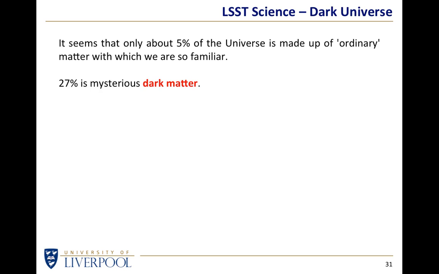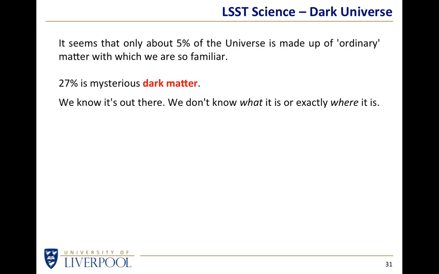25% or 27% is this mysterious dark matter. We know it's out there, we can see its effect, just like the wind. We can't see the wind, but we can see the effect on trees and leaves. So we know dark matter is out there, but we don't know what it is, and we don't know exactly where it is.